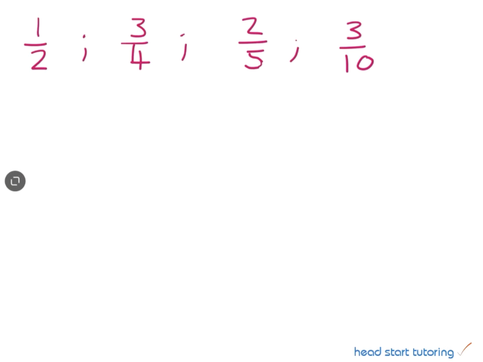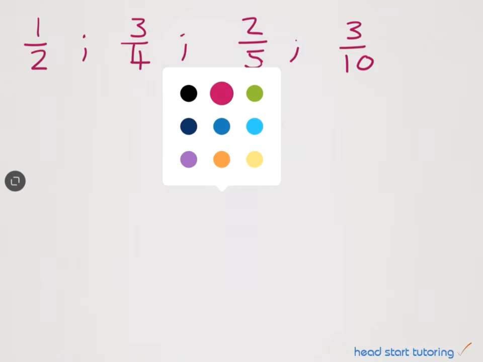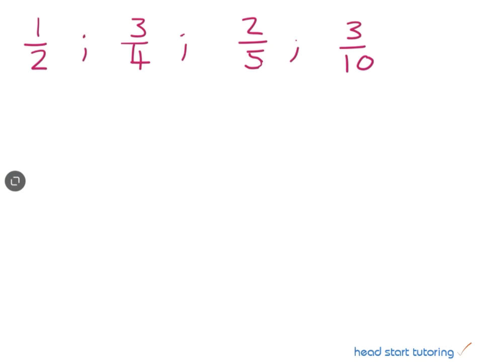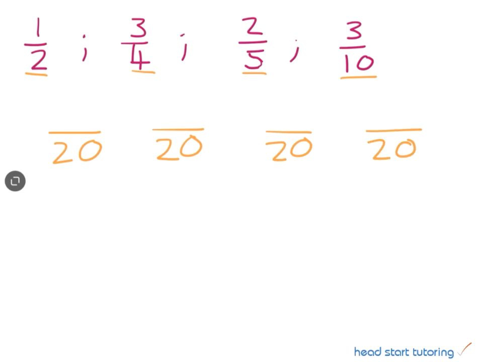If I was asked to order these fractions in ascending order, what I need to do before I start comparing each of these fractions is to find a common denominator for all of them. So we need to find a LCM for 2, 4, 5, and 10. So we will find that 20 is our LCM for all 4 of these numbers. So 20 will be our denominator for each of these numbers in order to compare them.